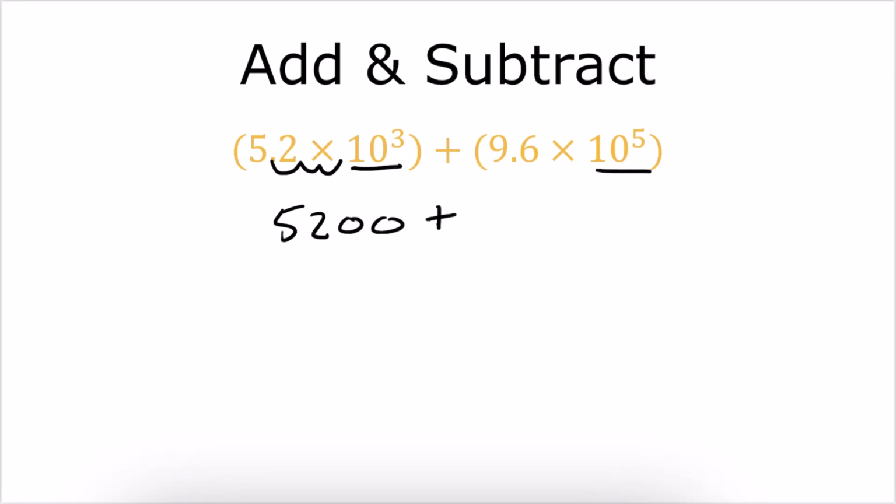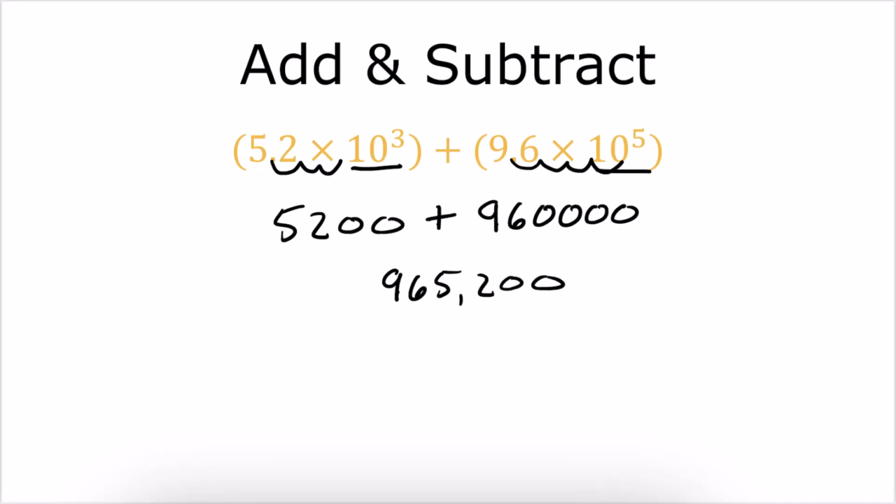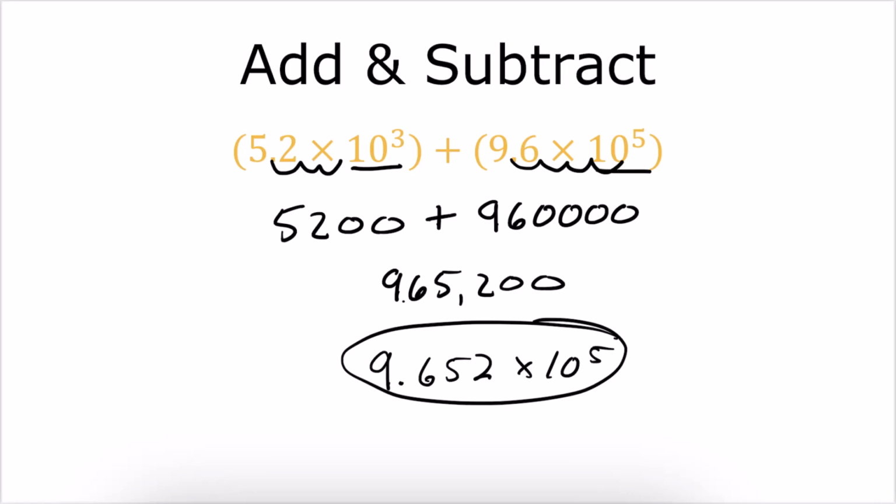Then if you want to add this to 9.6 times 10 to the 5th, that's going to be 960,000, because I'm moving the decimal over 5 times since I'm multiplying by 10 five times. When I add those numbers together, I get 965,200. In scientific notation, that would be 9.652 times 10 to the 5th, because I have 9.6 hundred thousands. This would be the scientific notation answer for adding these two numbers together.